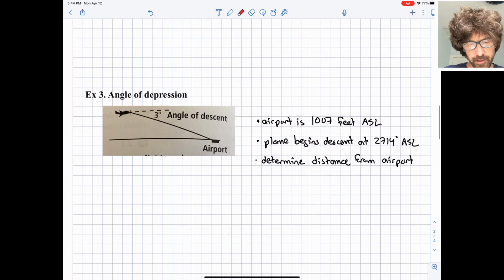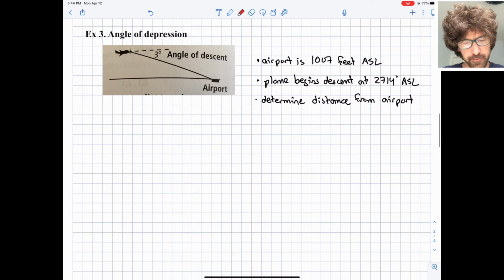This next example that we're going to do involves a plane coming in for a landing at an airport. And we can see that the plane has an angle of depression of 3 degrees as it's viewing the airport from the cockpit. And presumably the airport would have an angle of elevation of also 3 degrees looking at the plane above the ground. We're being told that the airport is 1,007 feet above sea level and the plane begins the descent at 2,714 feet above sea level.